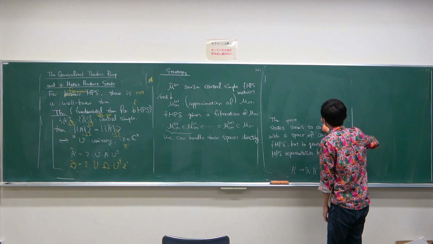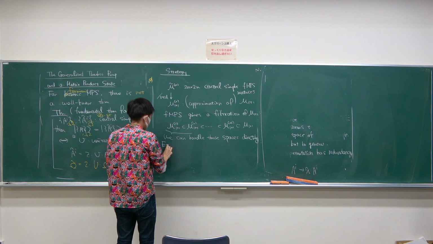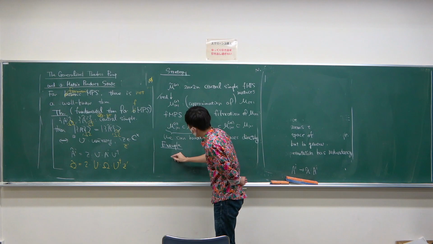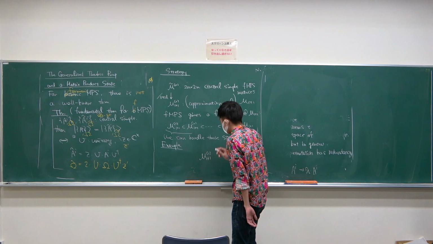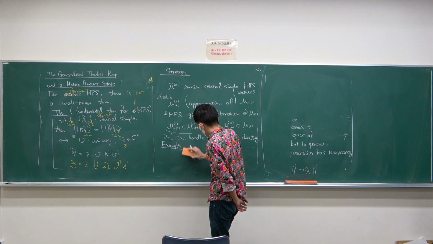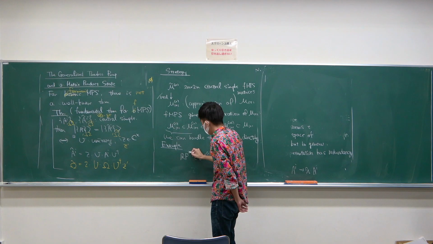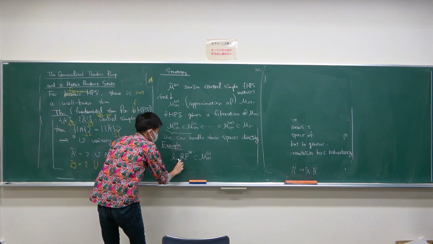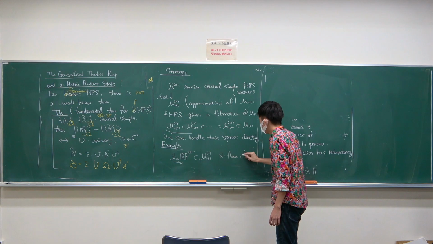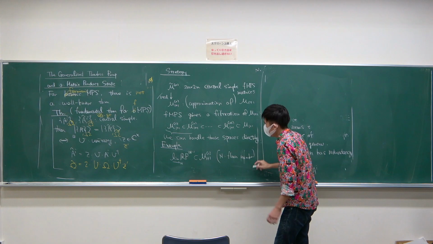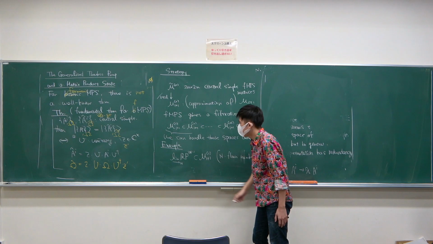And actually, I have no time to explain the detailed computation, but for example, the first approximation of M_{1+1}, the 2 by 2 matrices, this space includes RP^{N-1} for large capital N. And here N is the Fermi number of fermions. So anyway, we can check that this space includes RP infinity.